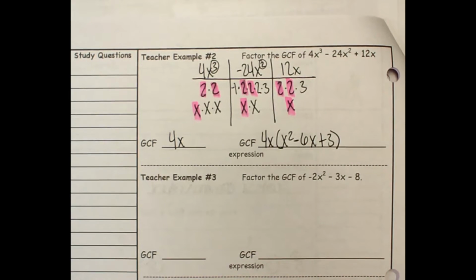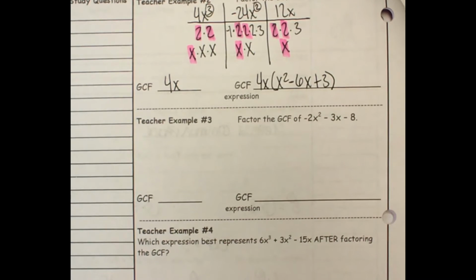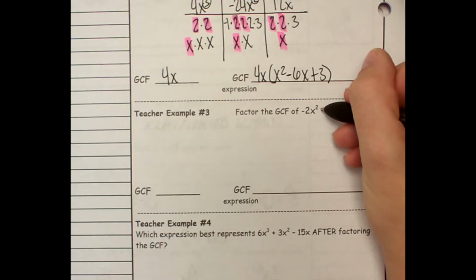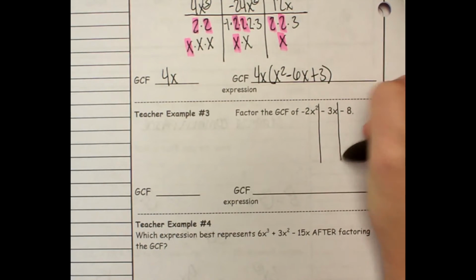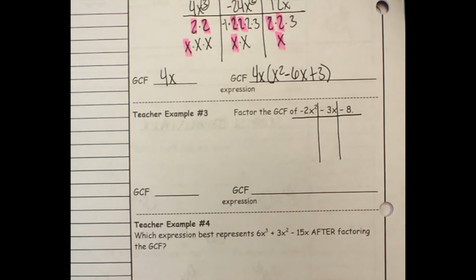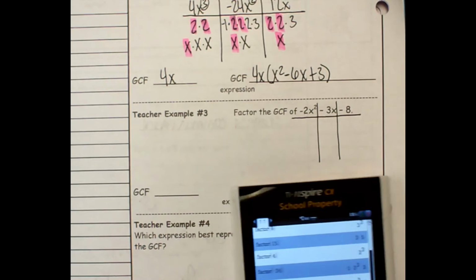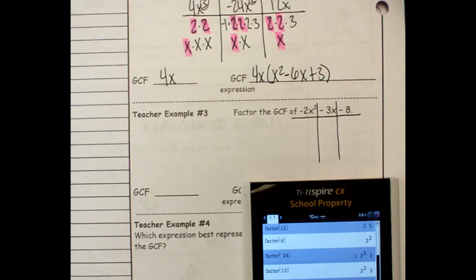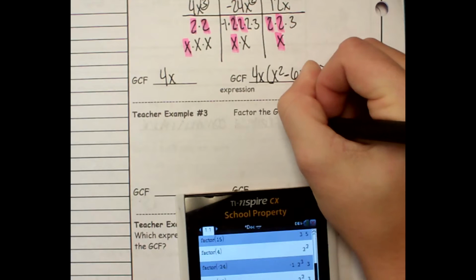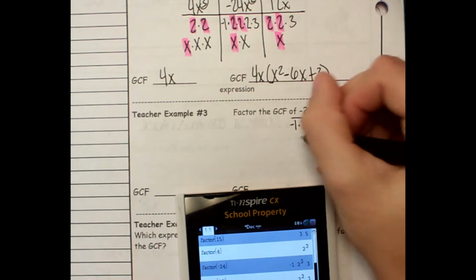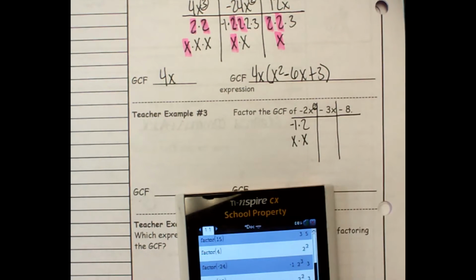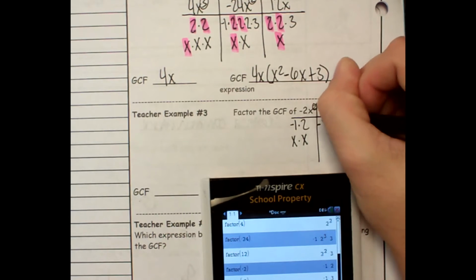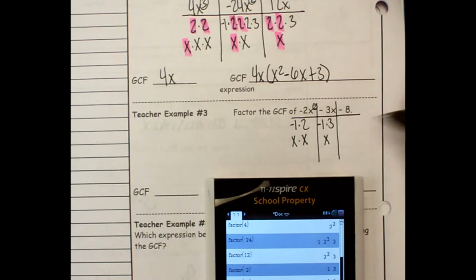Okay? So let's try one more. Example number 3. And if you don't like drawing the chart, maybe a little shorter way is you just draw the chart right here. If you want more space though, go ahead and type it the other way or write your whole chart. So menu 2, 3, we type in negative 2, we get that that is negative 1 times 2. X squared means that we have 2 x's. Menu 2, 3, we do negative 3. You get that it's negative 1 times 3, and we have 1x.